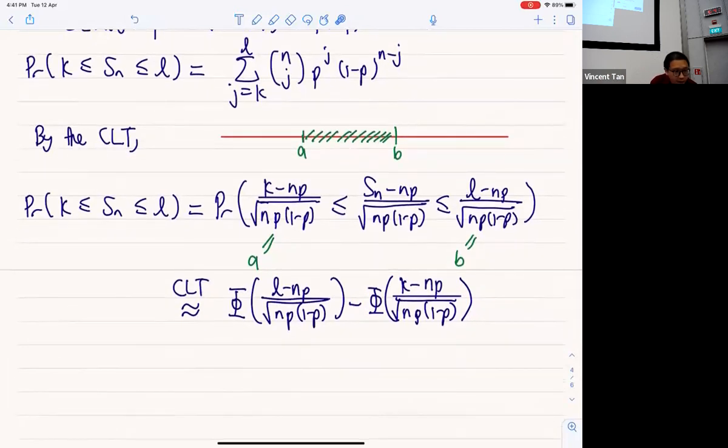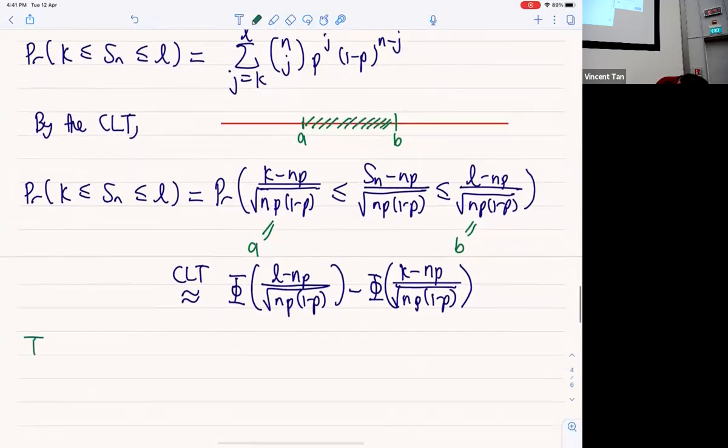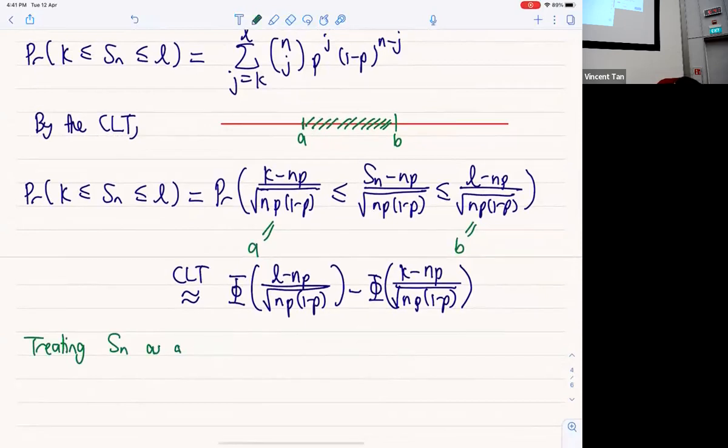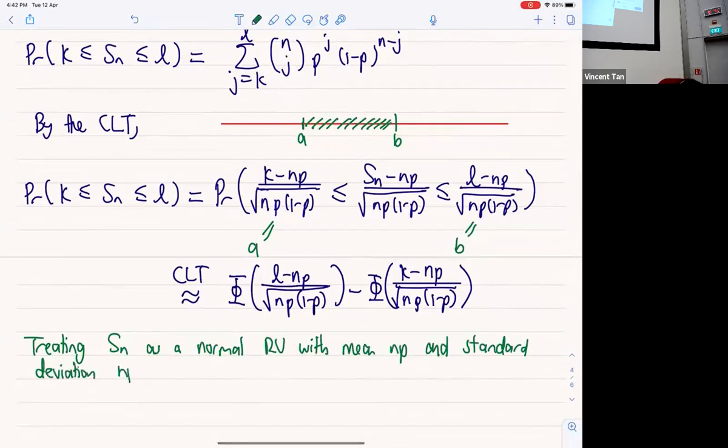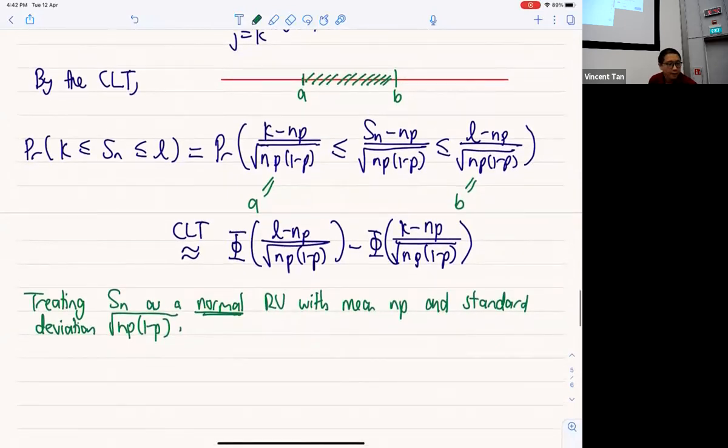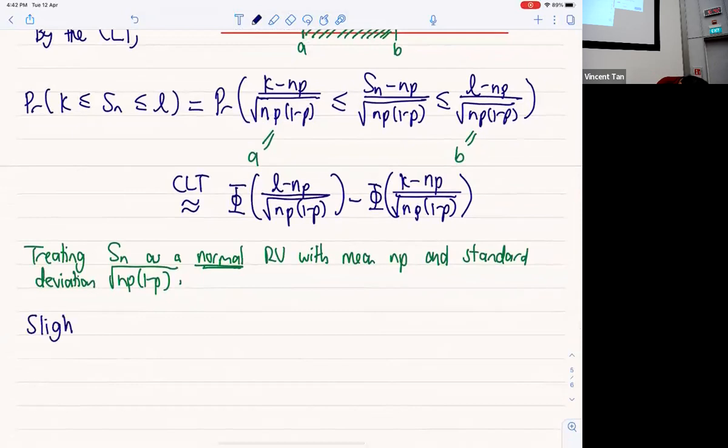But what are we doing here? We are treating Sn as a normal random variable with mean NP and standard deviation square root of NP(1 minus P). Actually, I'm already very happy with this, but you can do a little bit better.